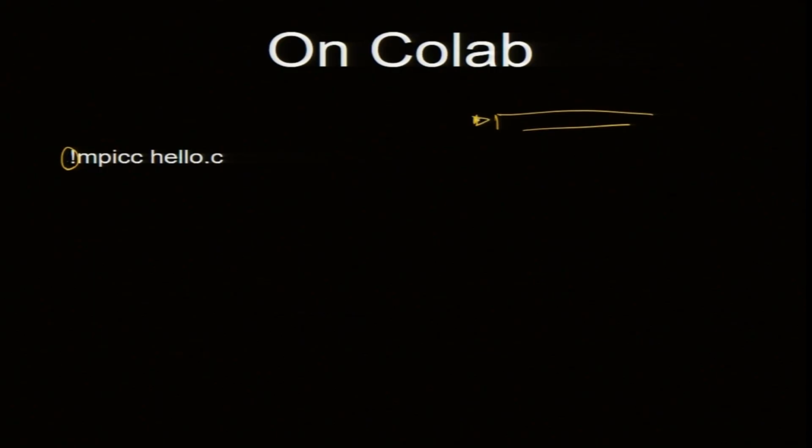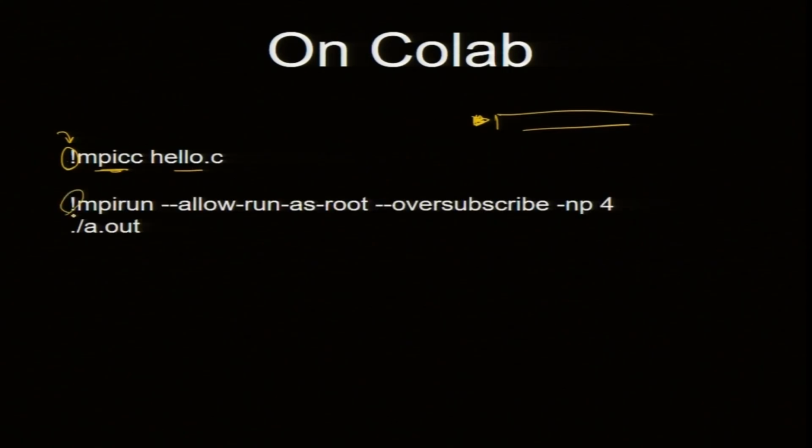On Colab, you need to put this stuff, but Colab is basically designed for Python. We have this interactive thing with the arrow for Python, but we are using it for C. So I need to go to the system environment, and to do that I need to use this exclamation mark. This tells you that this is not my Python code, but I am using system commands. So this is mpicc hello.c, and you have to put the exclamation mark.